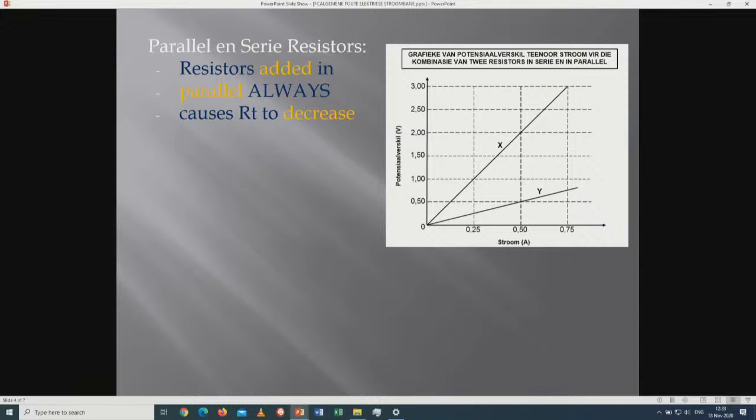So in parallel, the total resistance is always less than the resistance in the series circuit. So now it's very easy to know that graph Y is a graph related to the parallel circuit.